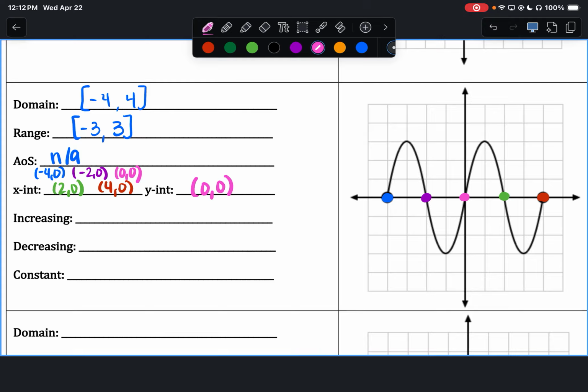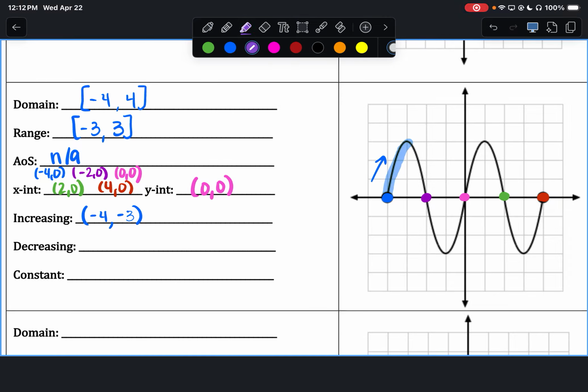Now we're going to go ahead and look at where it's increasing, decreasing, and constant. Okay, so we're just going to start at the left and go through this. So the left-hand side, we start here. Increasing or decreasing? Increasing. Where does that section start increasing at? And at what x value does it stop increasing? Negative 3.